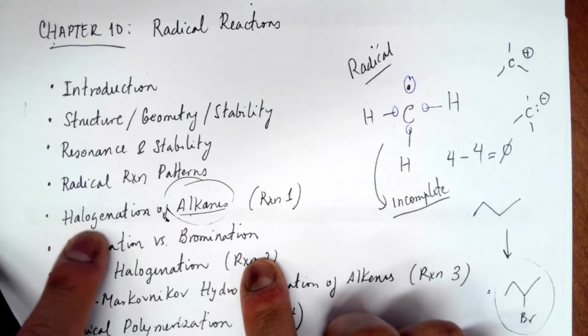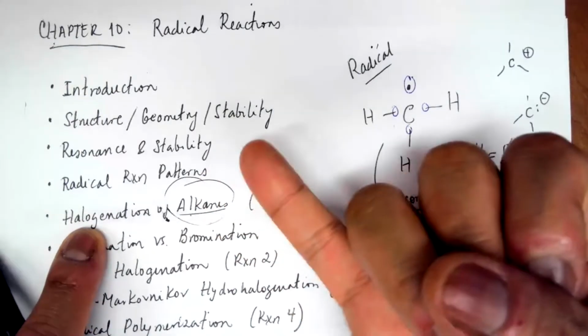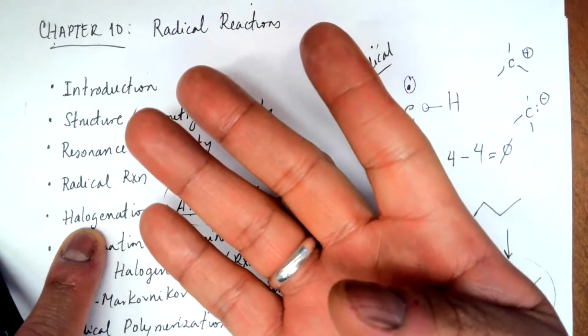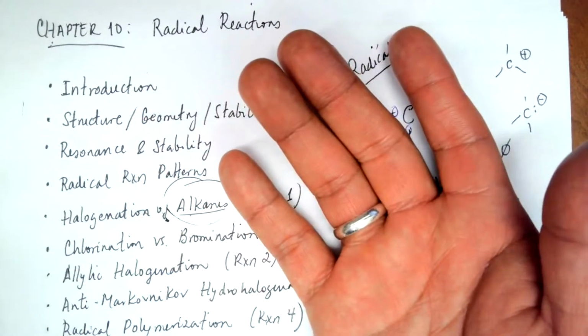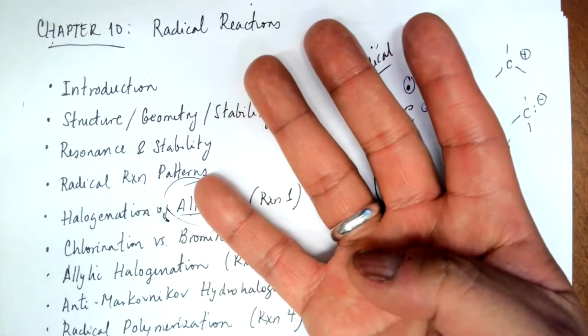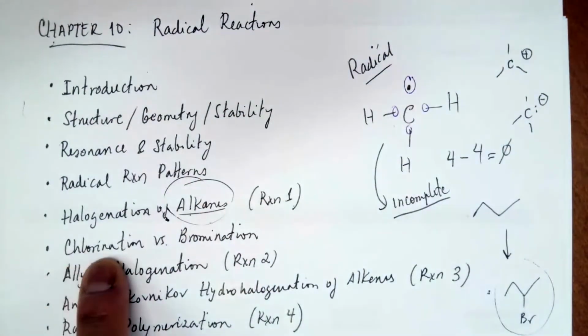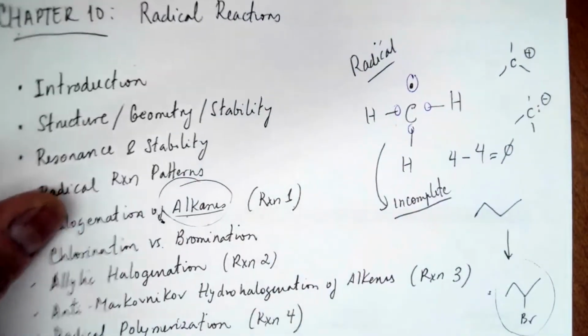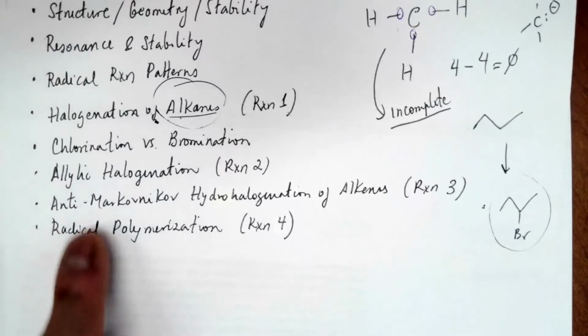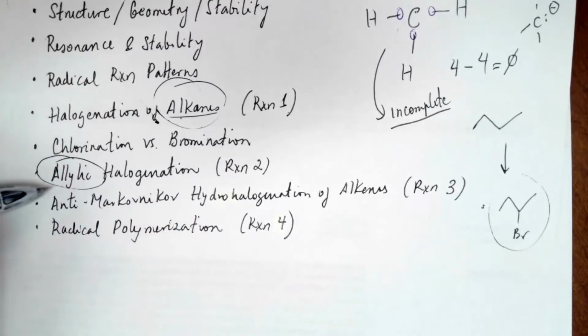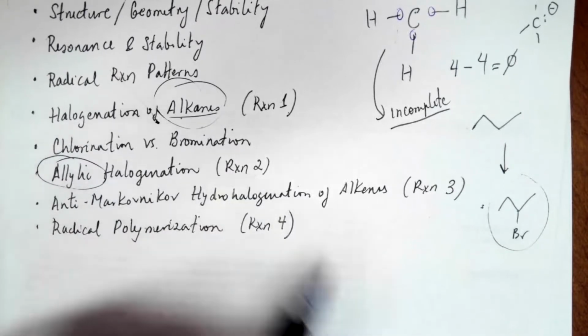Then halogenation can happen. Halogenation can be fluorination, chlorination, bromination, iodination. But which ones are the most important? The most important are chlorination and bromination. We are going to evaluate the difference between chlorination and bromination. Then we will go to something very special, which is allylic halogenation. I'll explain what an allylic position is, and that will be your second reaction.